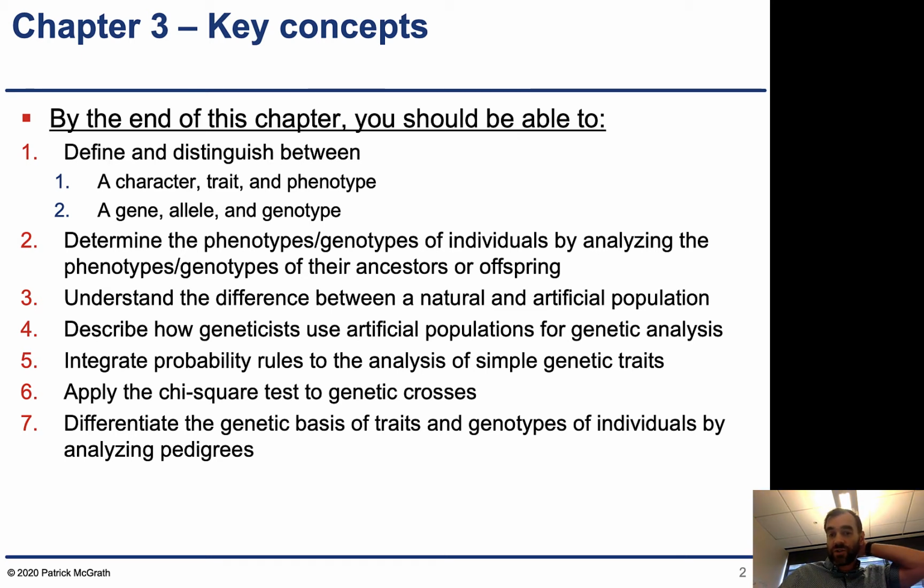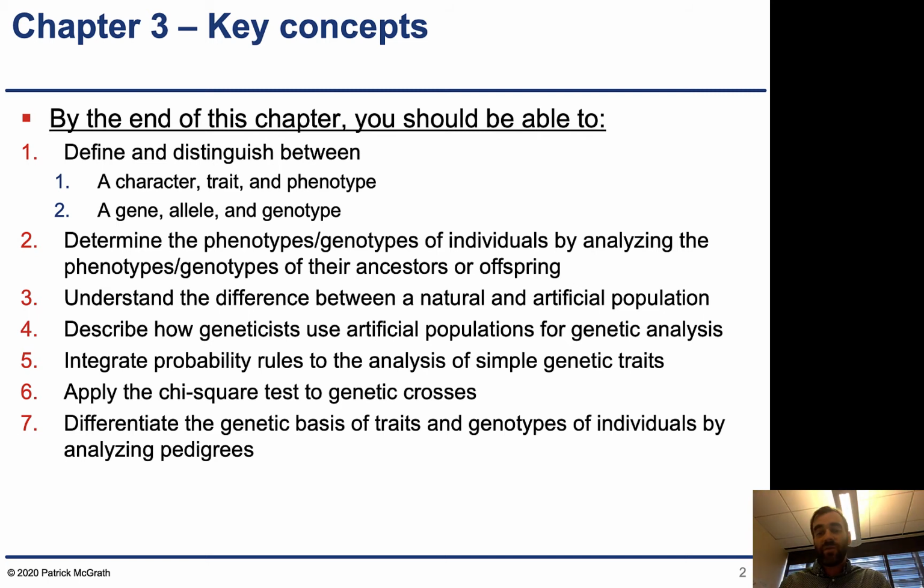Integrate probability rules to the analysis of simple genetic traits. Probability comes into play because there are multiple outcomes, and so how do you use probability in order to calculate the proportion that you expect to see for a given trait. Apply the chi-square test to genetic crosses. Students always hate this part. Unfortunately, it's a necessary part of genetics that you have to know. And then finally, differentiate the genetic basis of traits and genotypes of individuals by analyzing pedigrees.